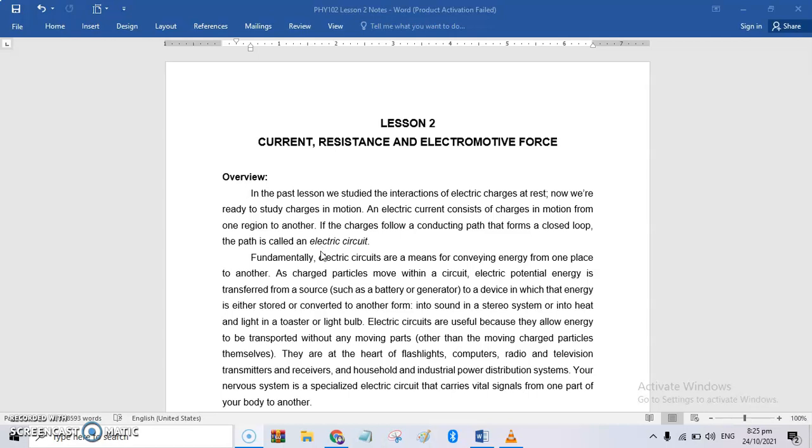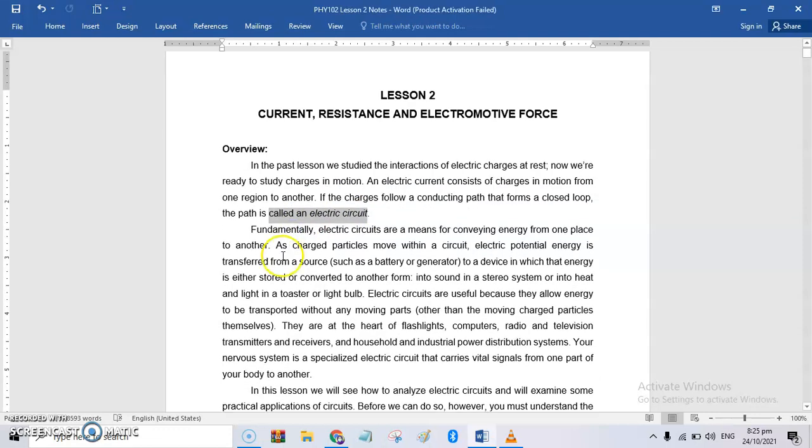If the charges follow a conducting path that forms a closed loop, the path is called an electric circuit. So fundamentally, electric currents are a means of conveying energy from one place to another. As the charged particles move within a circuit, electric potential energy is transferred from a source such as a battery or generator to a device in which that energy is either stored or converted to another form, into sound in a stereo, or into heat and light in a toaster and a light bulb.